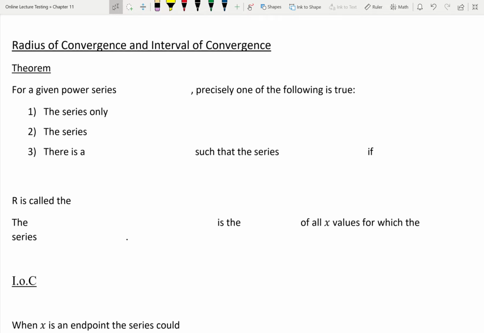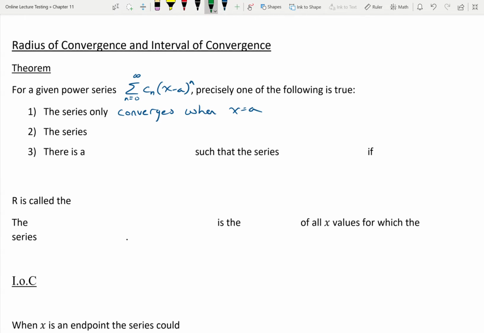So this is a big theorem that we have. So for a given power series of the form as n goes from 0 to infinity, now again we just saw that n can start at 1, that's fine. C sub n, x minus a all raised to the n. All right, so we're centered at a. Precisely one of the following is true. Number 1, and we've seen this one already, the series only converges when x is equal to a.